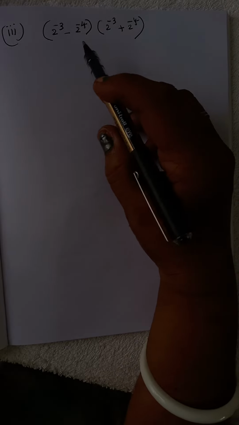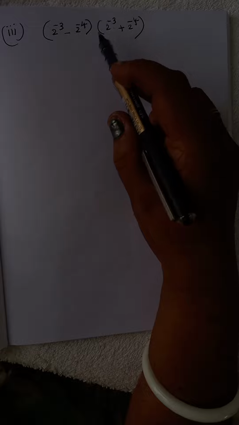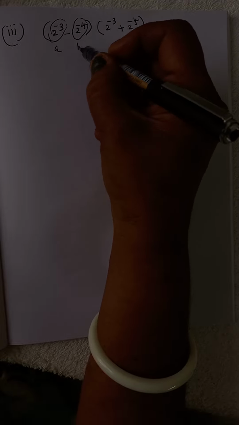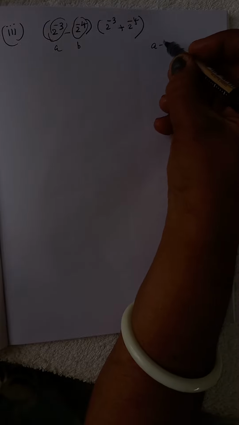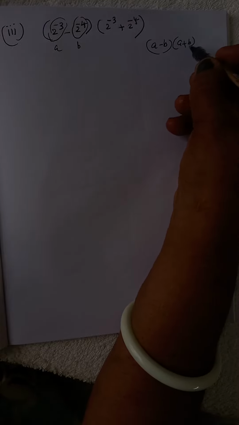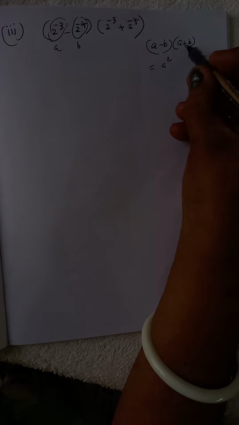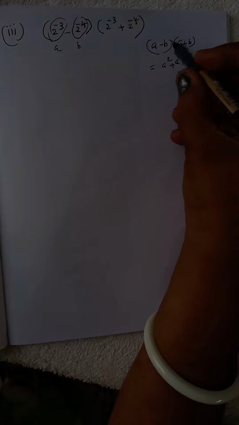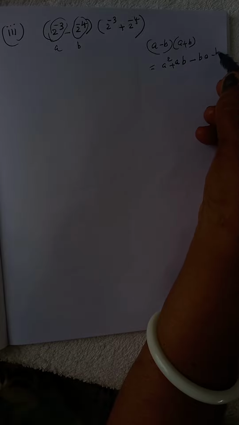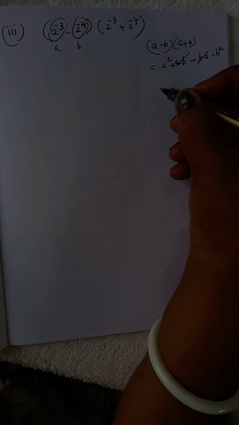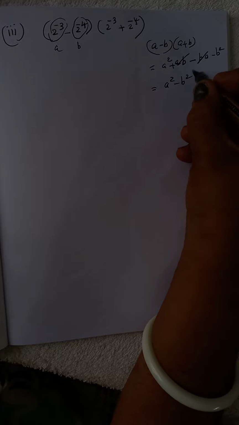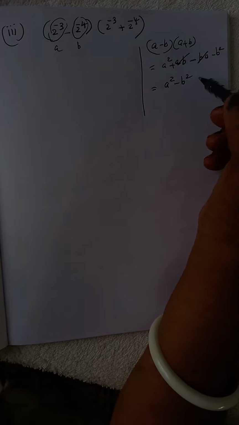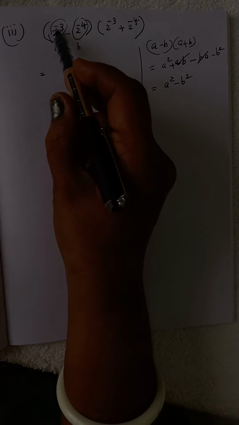Now the third question is 2 raised to minus 3 minus 2 raised to minus 4, that into 2 raised to minus 3 plus 2 raised to minus 4. If you consider this 2 raised to minus 3 as a and 2 raised to minus 4 as b, then this will be in the form a minus b into a plus b. That is equal to a into a is a square, plus a into b, ab, minus b into a, ba, minus b into b, that is minus b square. So ab and minus ba can be cancelled. So this is a square minus b square. So a plus b into a minus b is a square minus b square. So this can be written as, this is a and this is b.